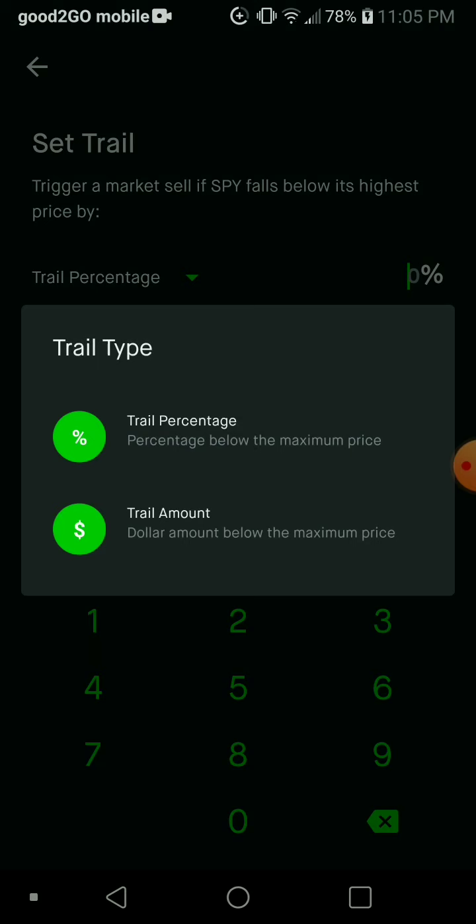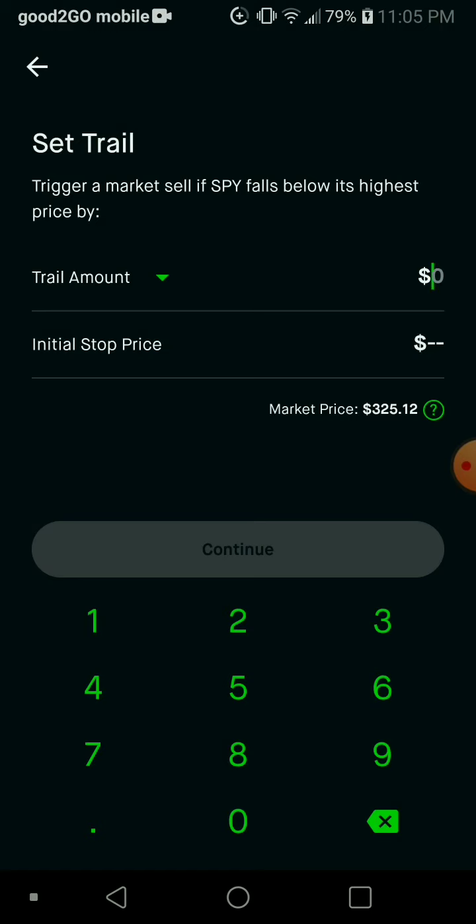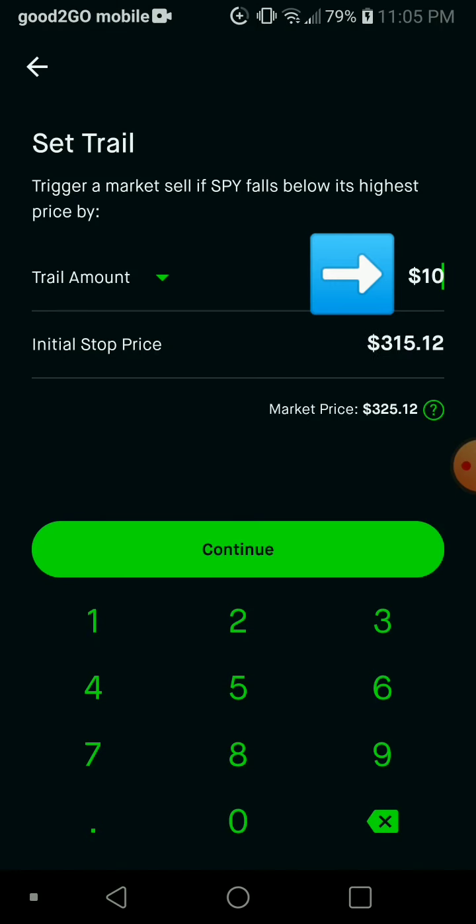So you want to say, hey, if it drops 5% or 2% or 6% or 10%, or you're going to say, hey, if it drops $1, $2, 50 cents, $10, whatever. So let's say I say in dollars: how much in dollars do you want it to drop? If it drops, I want you to sell all the stocks. So let's say if it drops $10 less than the maximum price, please sell all my stocks.